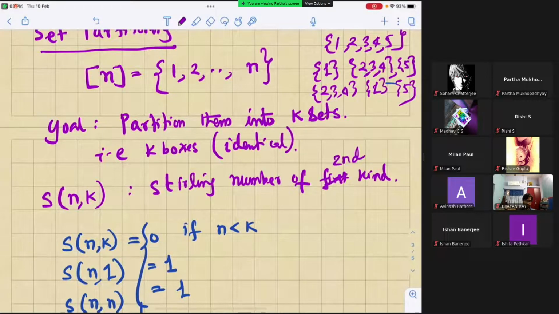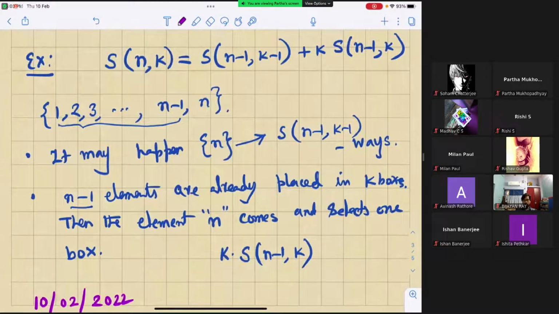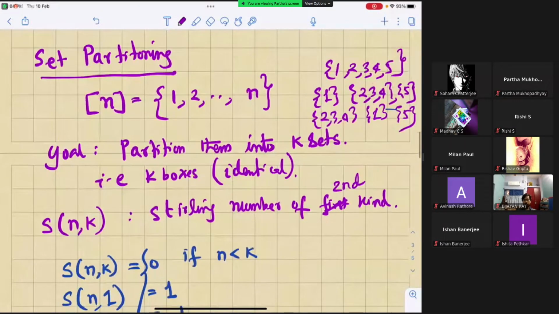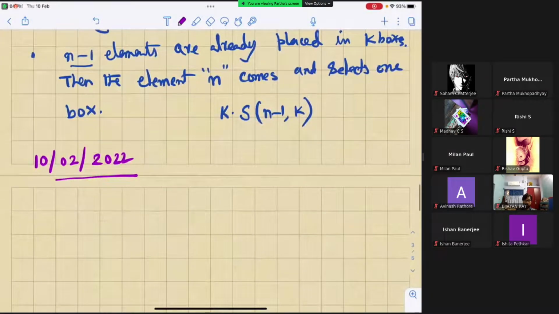Just a name, basically. There is something called first kind also, but that we are not doing at the moment. So anyway, it's just a name, S(n,k). So remember what S(n,k) was. There are n numbers, 1 to n, and you want to distribute them in k identical boxes, right? We discussed some basic stuff, and then we wrote a recurrence. This was the recurrence that we explained last time. Okay, so we continue from that, and let's change the situation a little bit.